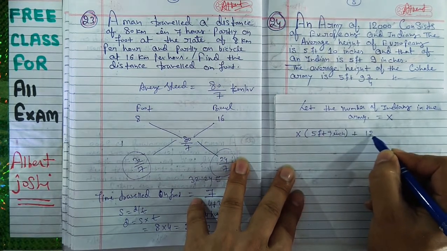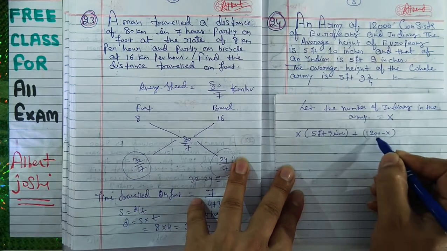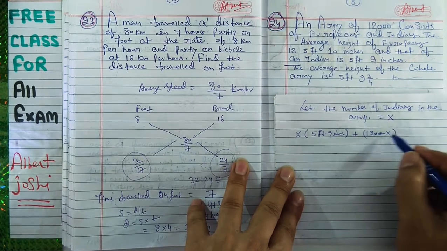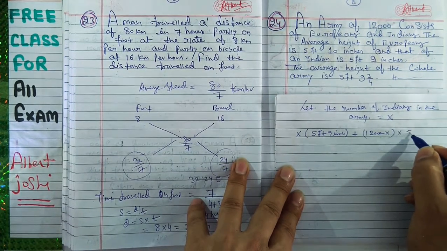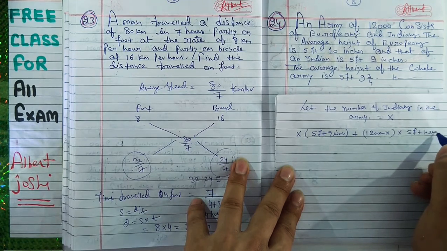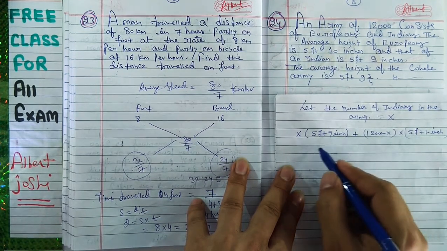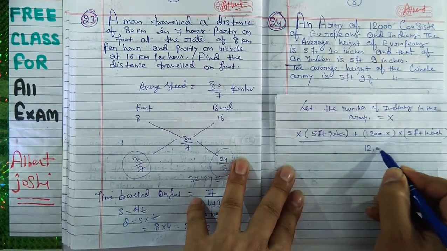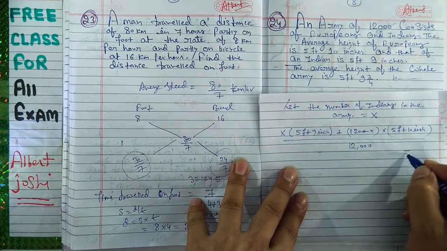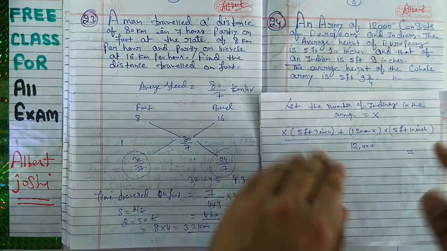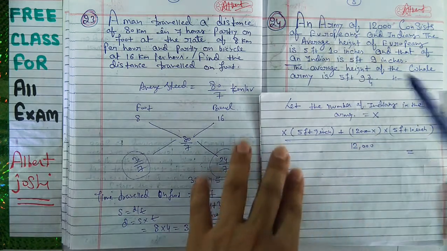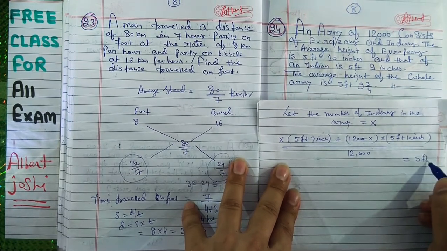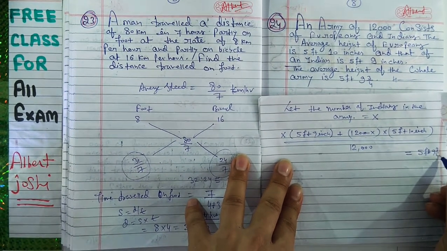plus 1200 minus X, that is the number of Europeans, into 5 feet 10 inch, upon the total number of troops, that is 1200. So that is the average. I think you have done how to find the average. So if you divide by this, the average height is 5 feet 9 and 3 by 4 inch.